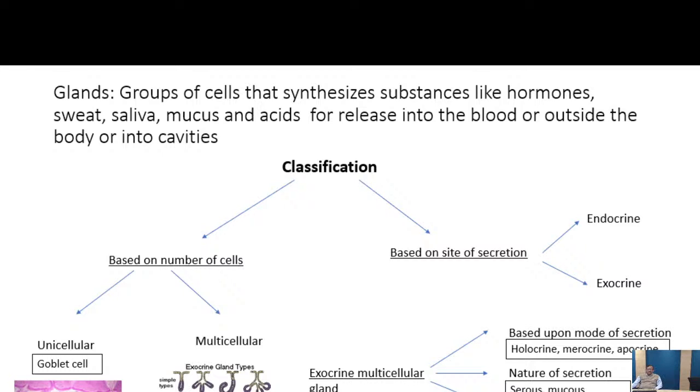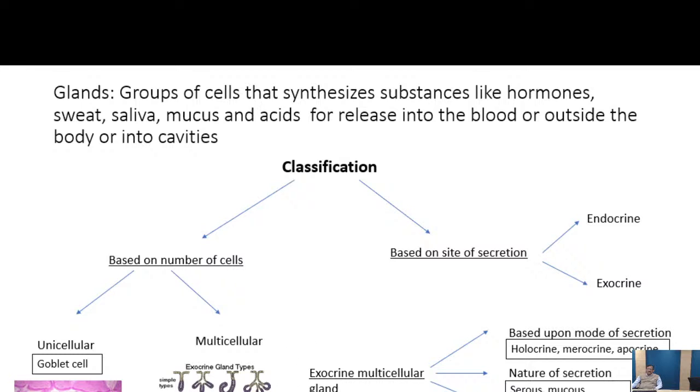Now you can see the goblet cell over here. It is present in the gut, say in the small intestine, and you can see that usually there is simple columnar epithelium, but some cells are very much distended. This distension is because of the content of mucus secretion, and this mucus later on will be released on the surface, where it will have a protective role and reduce the friction when the food is passing through the gut. So these are the goblet cells. These goblet cells are unicellular glands.